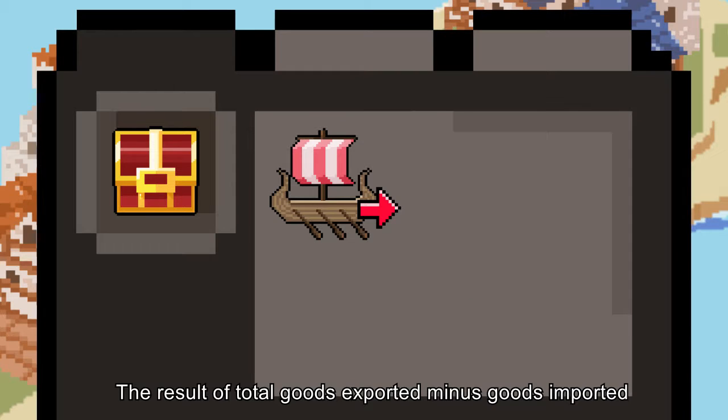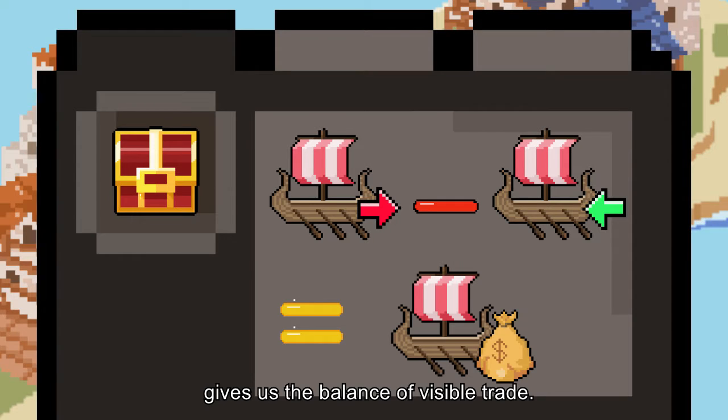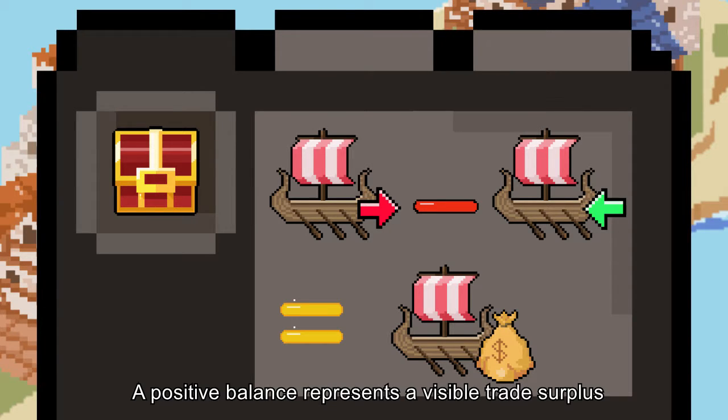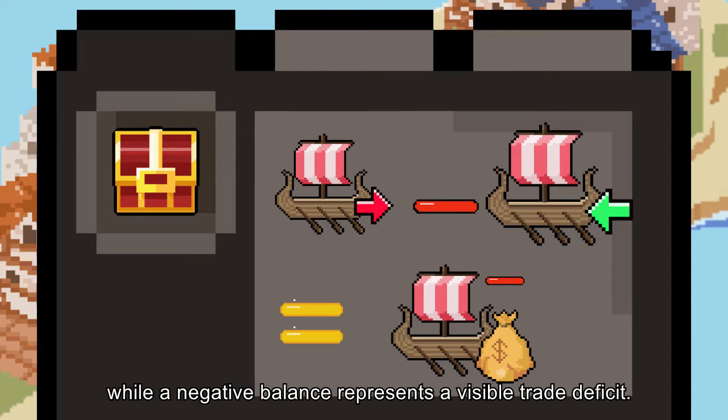The result of total goods exported minus goods imported gives us the balance of visible trade. A positive balance represents a visible trade surplus, while a negative balance represents a visible trade deficit.